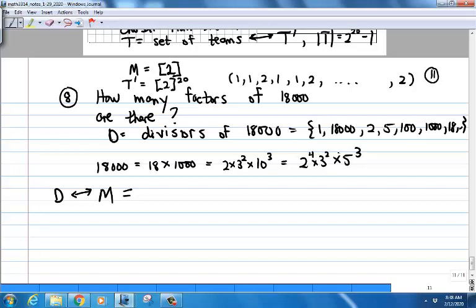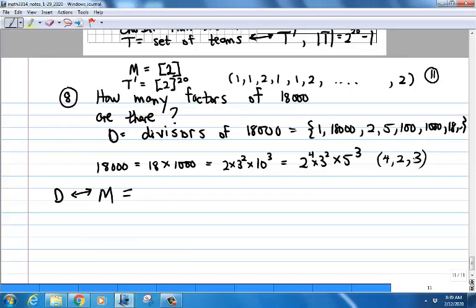So for this choice of exponents, which actually corresponds to 18,000, which is a divisor of itself, if you just peel off the exponents and forget about the prime factors, so the first one is 4, the second one is 2, and the third one is 3, what does that look like? Especially if I put parentheses around it. That looks like a tuple, right? So you can think of your choice of exponents as being a tuple, correct?